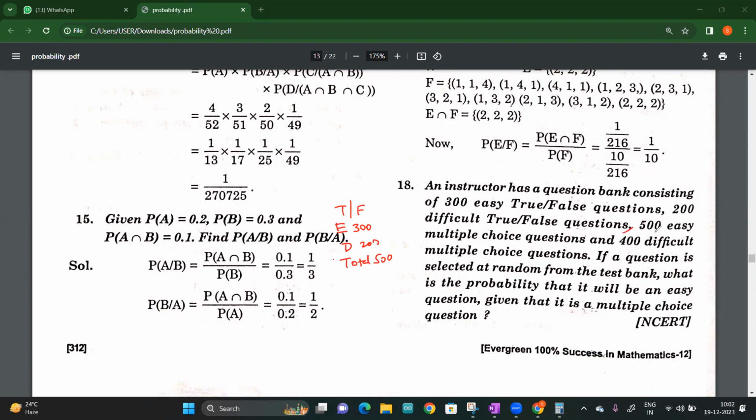Next, 500 easy MCQs, 400 difficult MCQs. So the book will contain total true or false type and MCQ type. Total is how many MCQ types? 900. So the total book has how many questions? 500 plus 900, 1400 it is having in total.